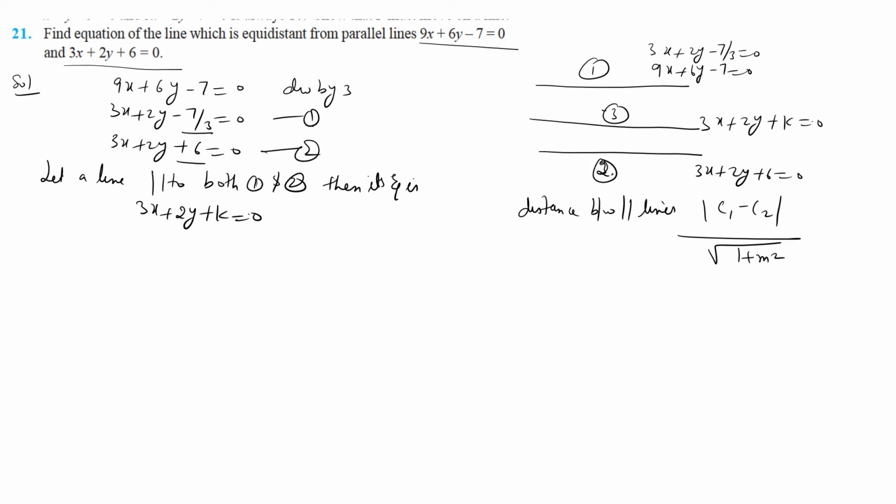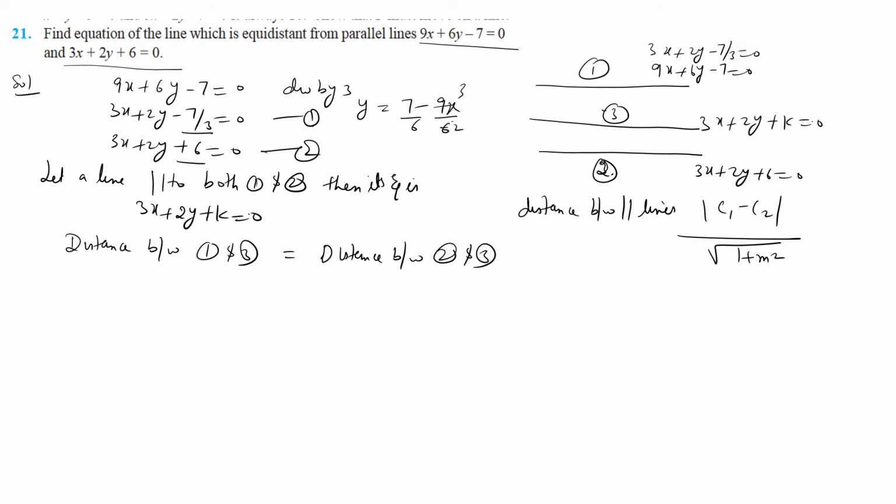According to the question, the distance between 1 and 3 is the same as the distance between 2 and 3. And I need the slope also, so let us check the slope here. The slope here is: y is equal to (7 minus 9x) divided by 6, and minus 9x also by 6. So the slope of this line 1 is minus 3 by 2.